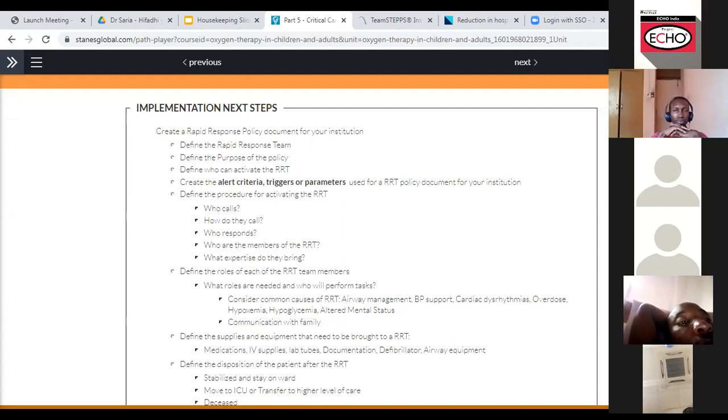So the expertise should be well known to all members within that team. And then the roles of that team should also be known. We should define what the roles are for each member in that group.